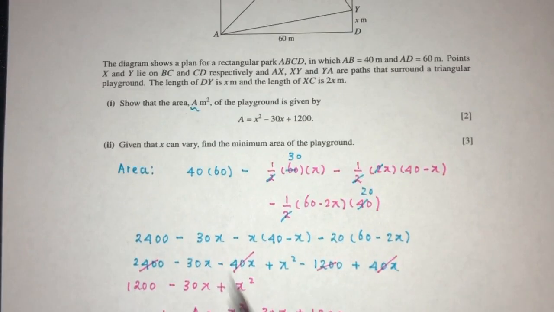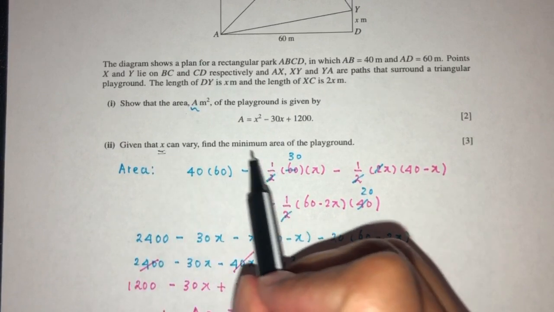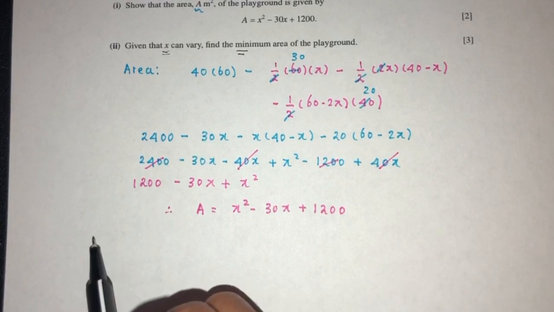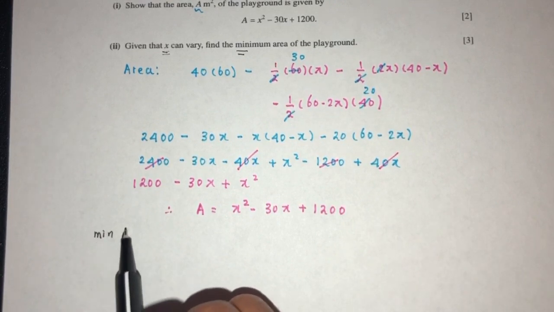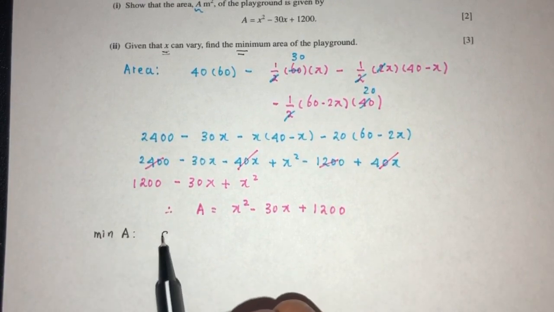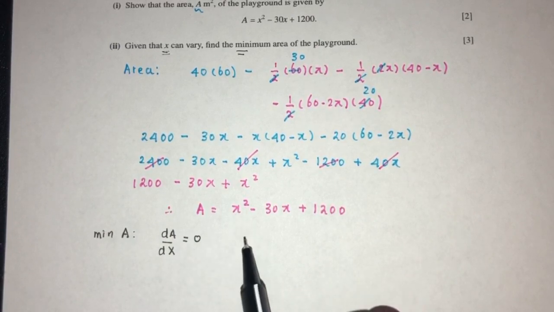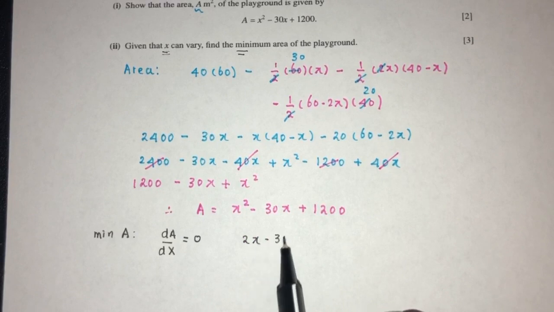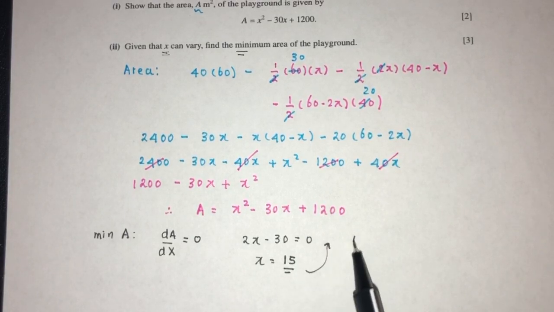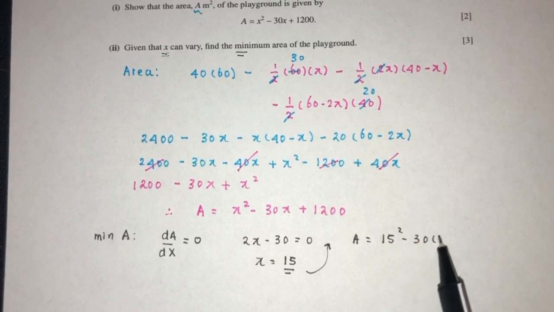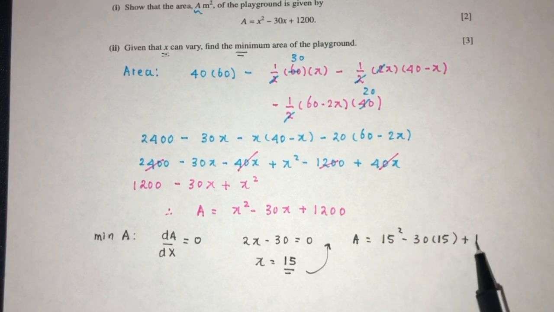Now, given that the value of x can vary, we have to find the minimum area of the playground. So pretty easy. We have to find the minimum area. At the minimum value, we know that dA by dx has to equal 0. That will be 2x minus 30 equal to 0, so x will be the value of 15. Replace back in your main equation. A will be what? 15 squared minus 30 times 15 plus 1200.